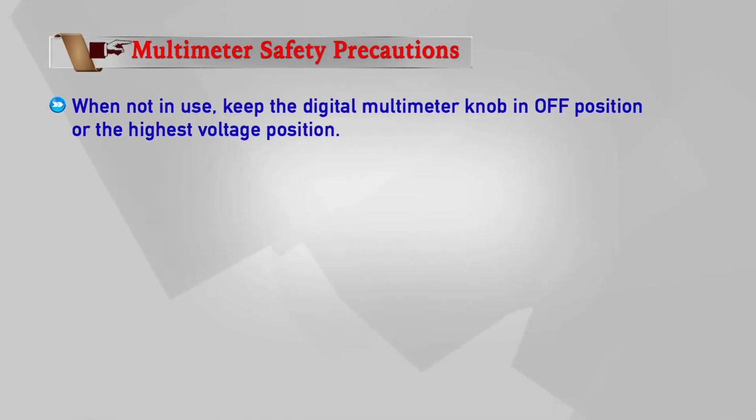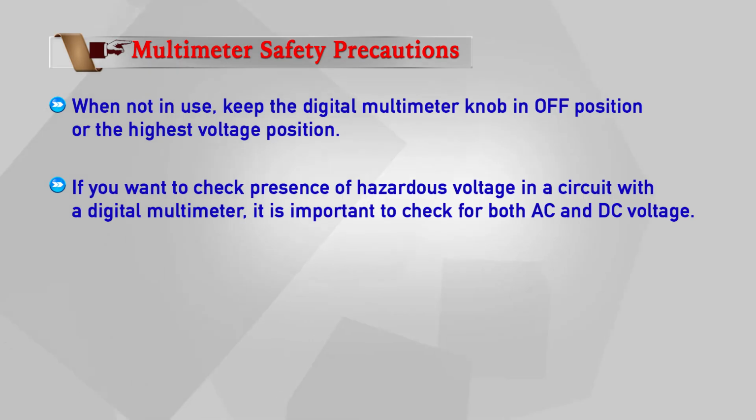So first point is what? When not in use, keep the digital multimeter knob in the off position or the highest voltage position. Second point is what? If you want to check for the presence of hazardous voltage in a circuit with a digital multimeter, it is important to check for both AC and DC voltage.